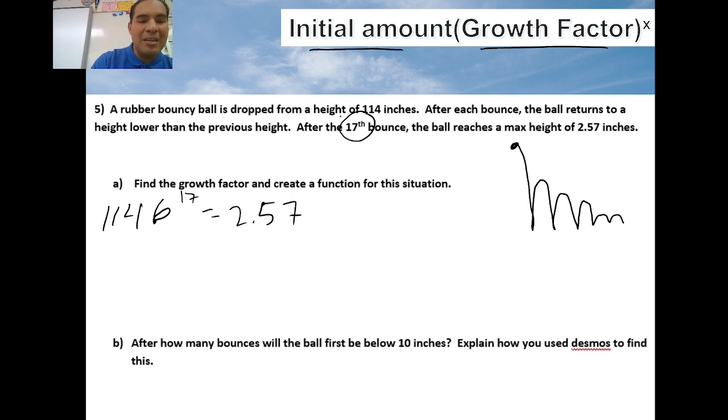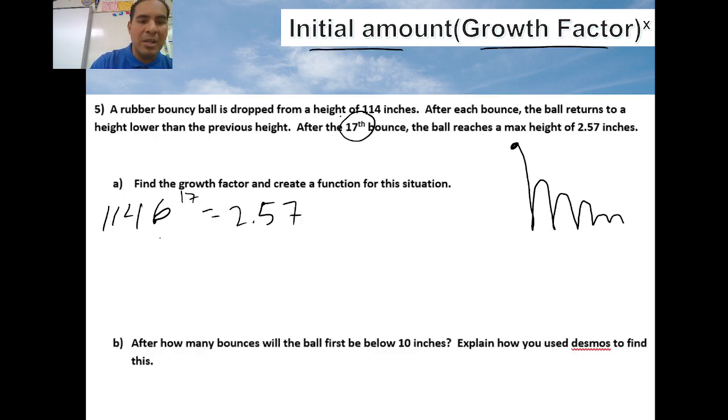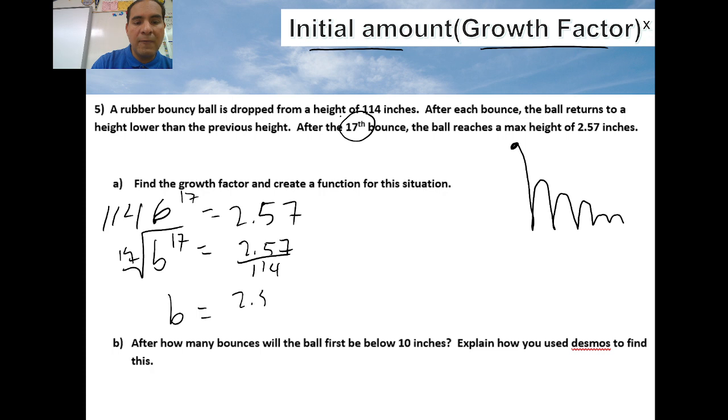We're going to eliminate the 114 by dividing by 114 on both sides. So we end up with b to the power of 17 is equal to 2.57 divided by 114. To eliminate the power of 17, we do a 17th root on both sides, leaving us with b is equal to 2.57 divided by 114, all to the power of 1 over 17.